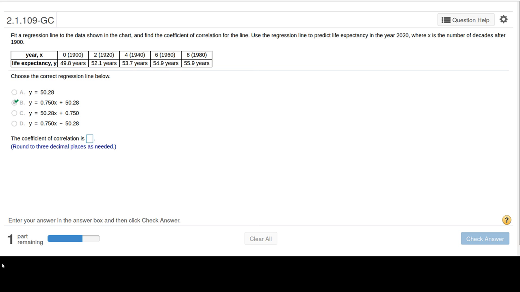So what we want to do over here is we want to come back to our calculator, and we want to make sure that we enter in the calculator 0 for the first X value, 2 for the second X value, 4 for the third X value, 6, and 8. And so we have our X values.